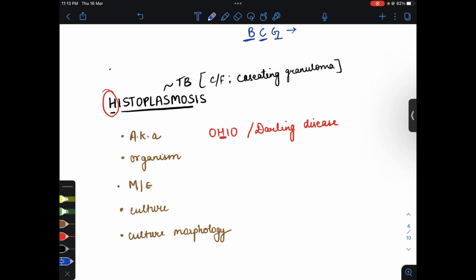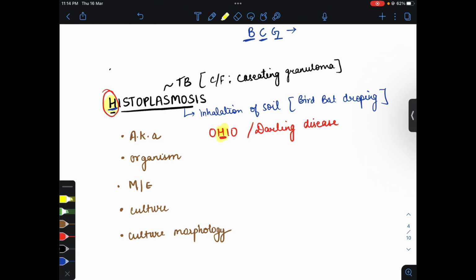And how does histoplasmosis spread? It is spread by the inhalation of soil. And in particular soil, what will be there? In the soil there are bird and bat droppings. So by this way we get histoplasmosis from inhalation of the soil. For the other names of histoplasmosis, please remember the H letter: Ohio disease, Darling disease.